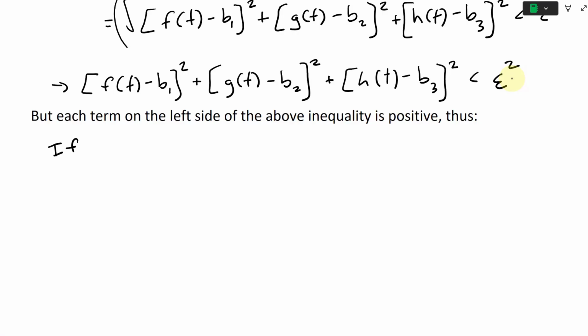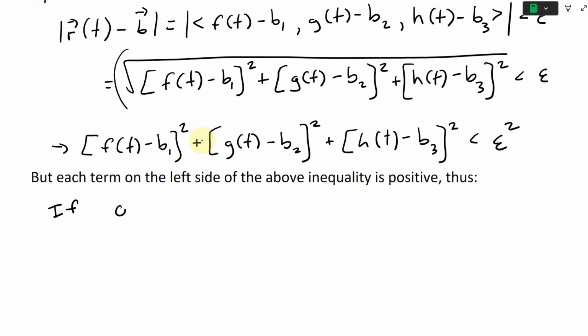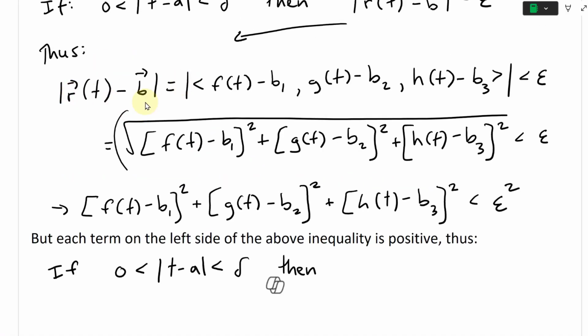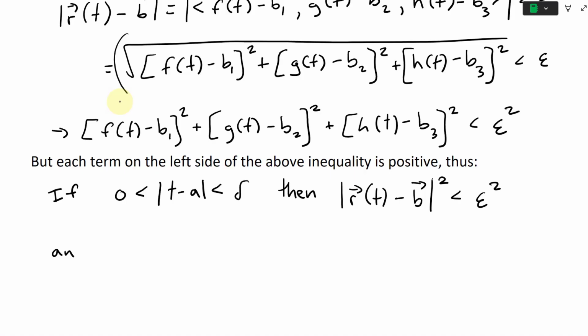So thus, and I'll put this starting from the beginning right here, if 0 is less than the absolute value of t minus a, the interval, and less than epsilon, then, and now we've essentially just squared these ones right here, the r vector function minus b, and this is all squared, is going to be less than epsilon squared. So that we get that, and we get every single one of these components.